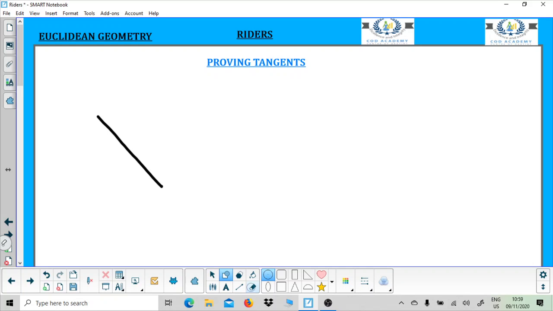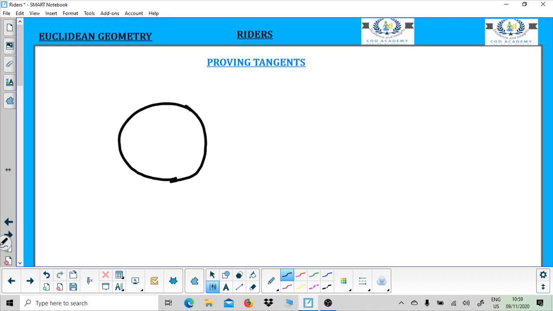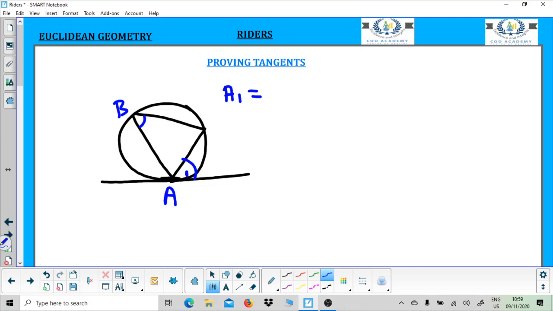It works like this. For you to understand better, I'll use my free hand here. Let's say we had a circle over here, and there was a tangent, a real tangent that we knew. And then there was a chord, and the chord was subtending an angle at the circumference. The one thing we were very sure of was that angle A1 is equal to angle B. That is what we know. A1 will be equal to angle B, and we'll say tan chord theorem.